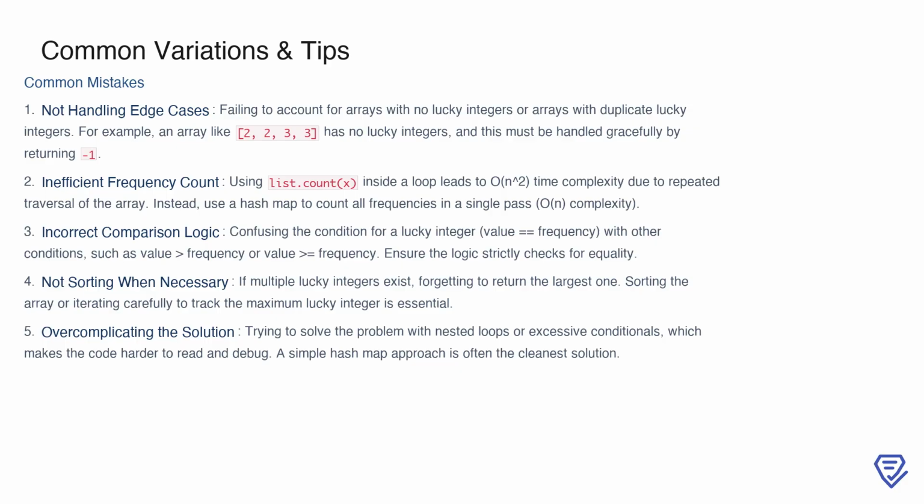If multiple lucky integers are present, don't forget to return the largest one. This often requires sorting or careful iteration to track the maximum value. Finally, avoid overcomplicating your solution with nested loops or too many conditionals. Often, a clean hash map implementation is the most efficient and easiest to debug.